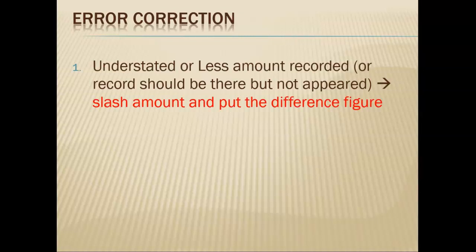First of all, if your record is understated or a lesser amount recorded, meaning that the record should be there but did not appear, you need to slash the amount of that particular transaction and put the difference figure. That is the tip to correct the error.